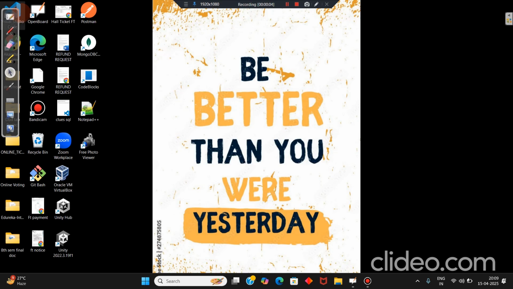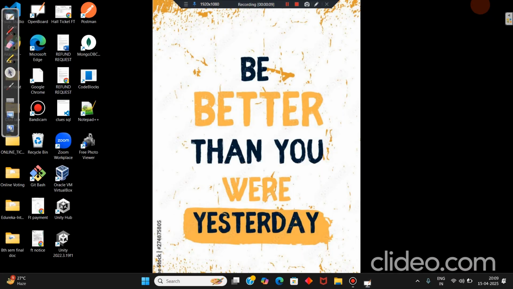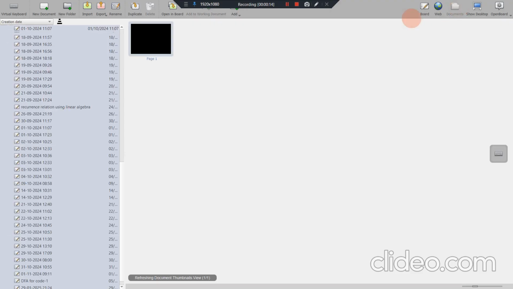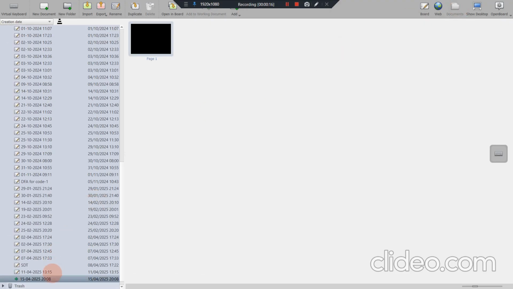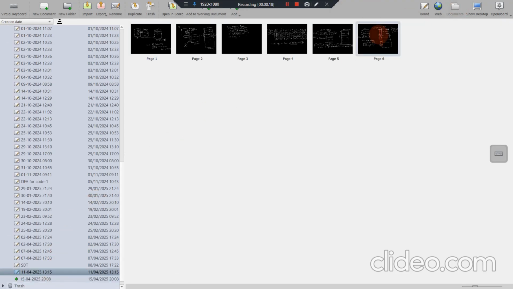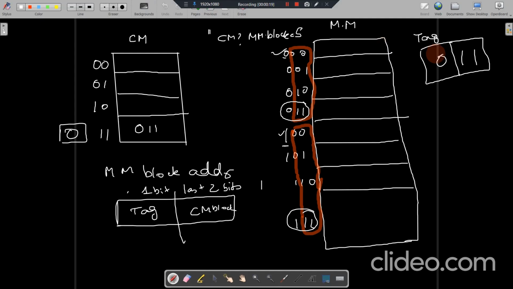Hello friends, welcome back. Today we will be continuing our discussion on cache direct mapping. Okay, first let me open the slide till which we have discussed so far. Alright, now today we will talk about how from the CPU generated address we find the main memory block number.